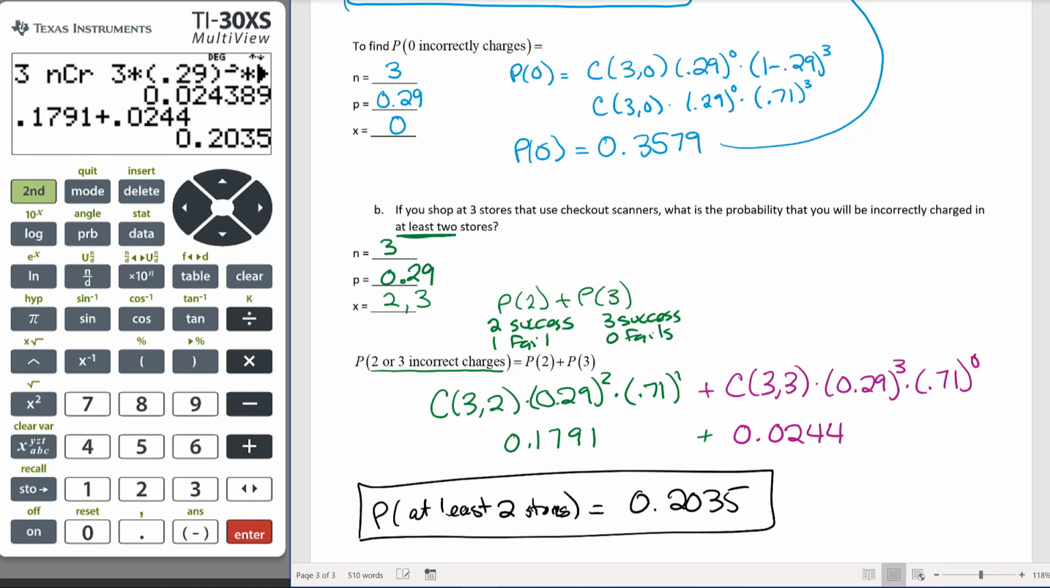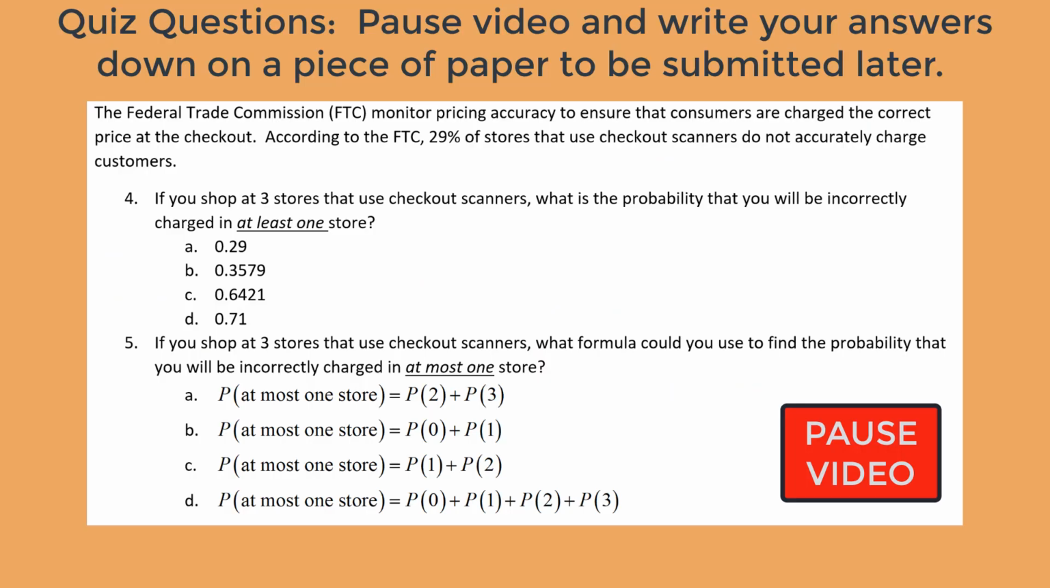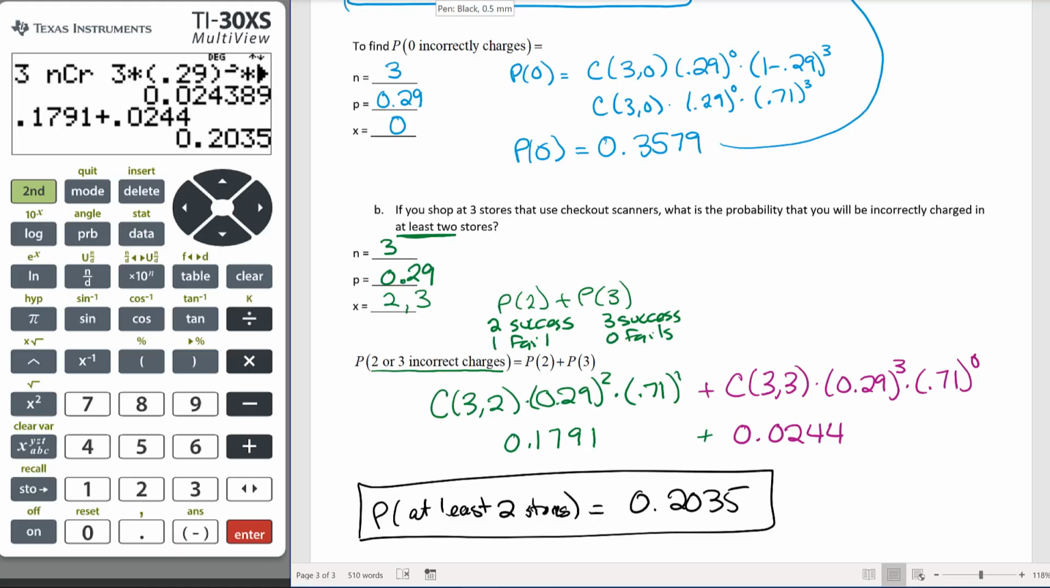So whenever you're met with "at least 2," you've got to think about what that means. Well, 2 or more. At most 1 would be 1 or less. So you really have to think about what "at most" or "at least" means, and then try to find your answer as simply as possible. And this concludes our lesson on binomial probability.